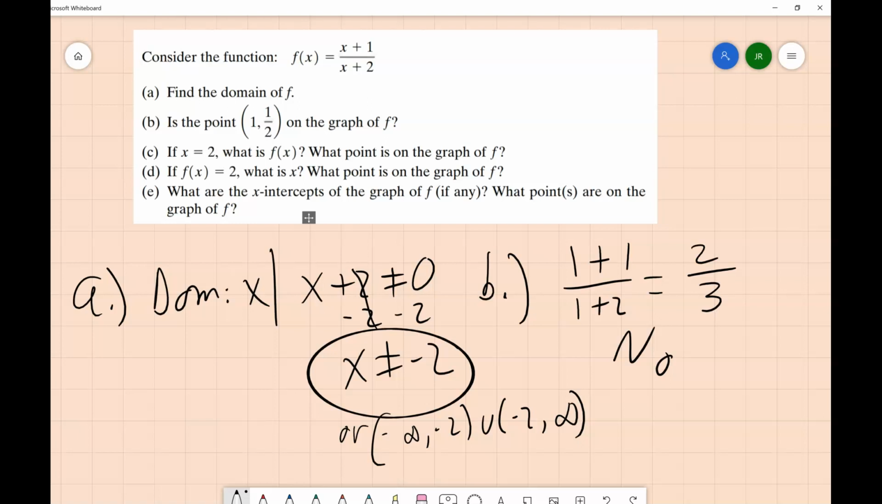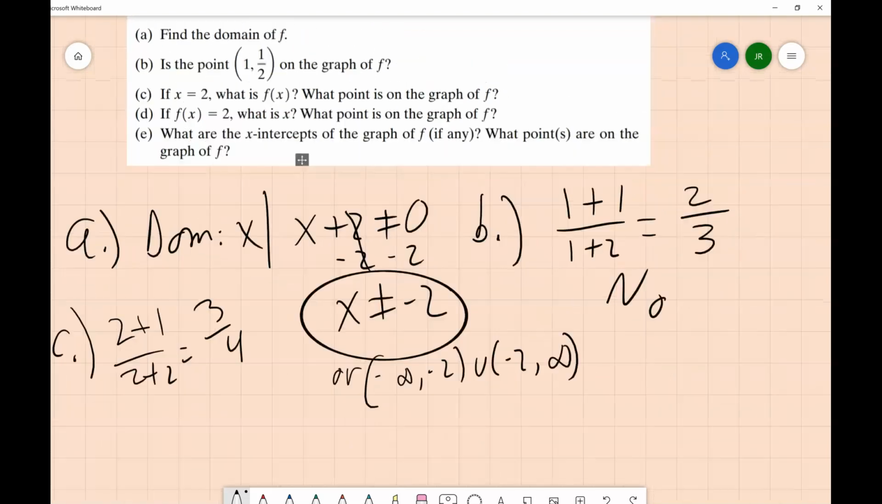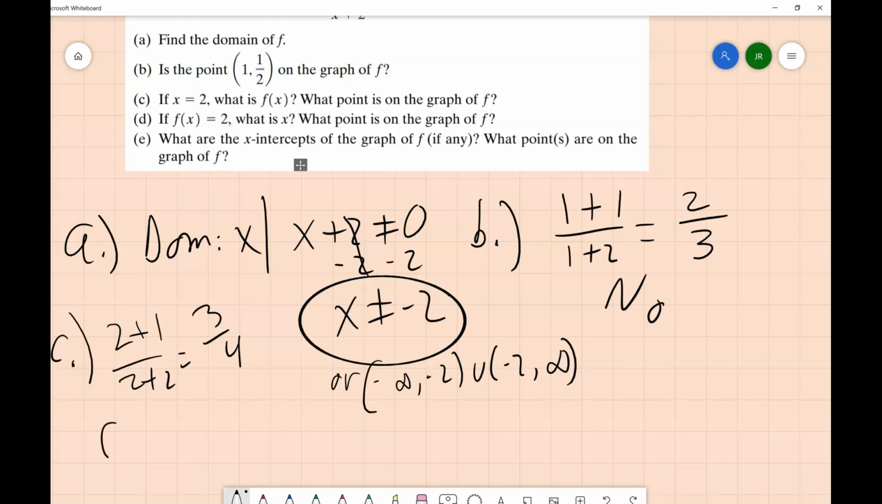All right, part C: if x equals 2, what is f of x and what point is on the graph of f? If x equals 2, that means I'm plugging 2 in for x: 2 plus 1 over 2 plus 2. That gives me 3/4. So if x is 2, f of x is 3/4. And so what point is on the graph? Well, it's the point (2, 3/4): 2 for x, 3/4 for y.